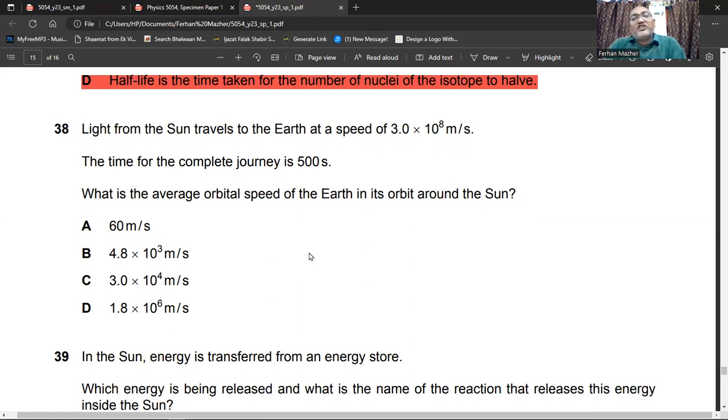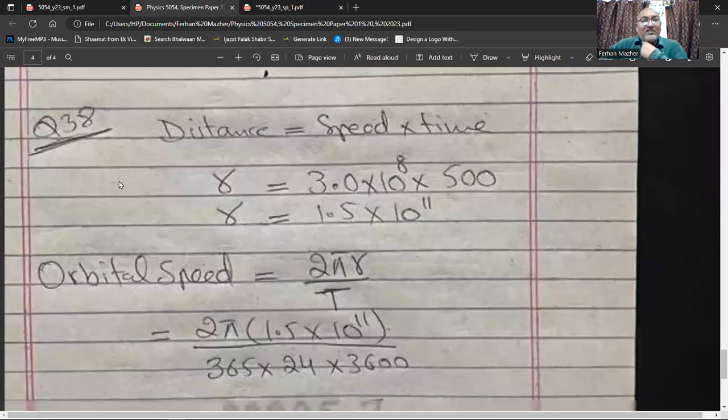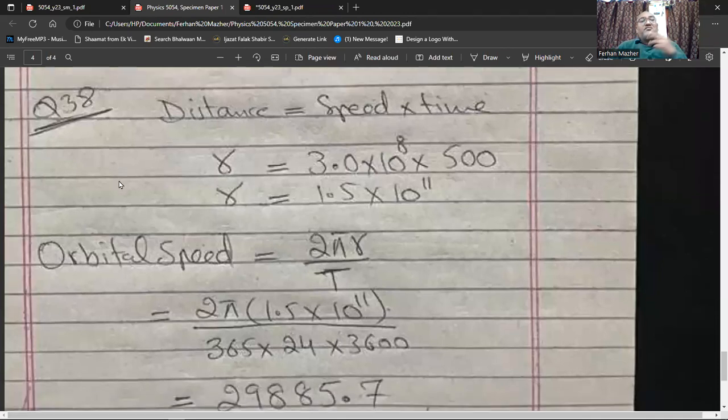What is the average orbital speed of the Earth in its orbit around the sun? The formula for orbital speed is 2πr divided by t. So I should know the radius of the Earth's orbit around the sun, which I can find by speed multiplied by time. That's the distance between the sun and the Earth, which is equal to the radius of that orbit. So r is equal to 3×10^8 into 500, which is 1.5×10^11 meters.